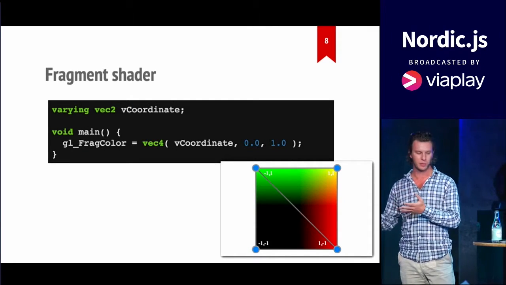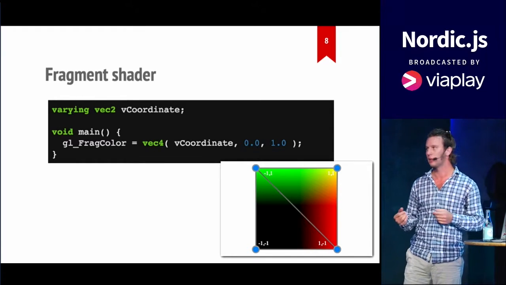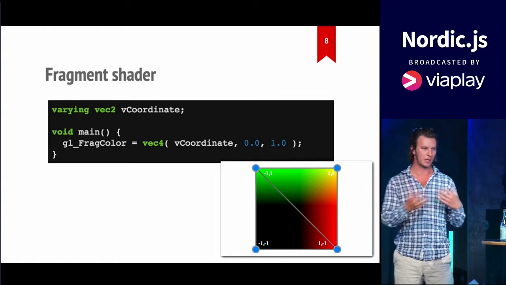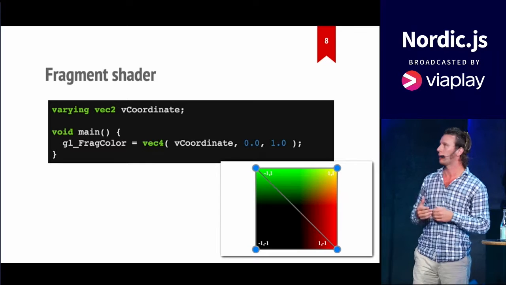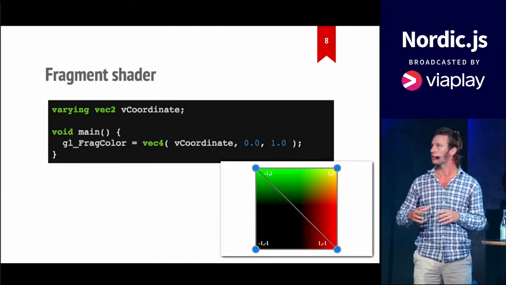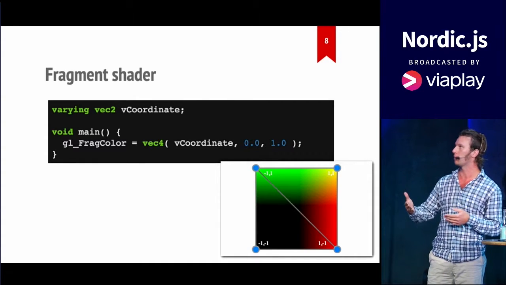What about a fragment shader? Again, we have a similar structure. We have a main function. But now, rather than outputting a vertex, we want to output a color. So again, we're outputting a vector, and it has 4 components. But here, rather than being the position of our vertex, it's the color. So the first component is red, then we have green, then blue, and then alpha.